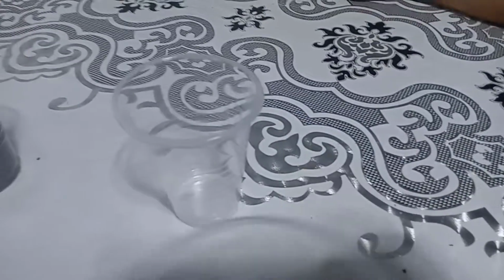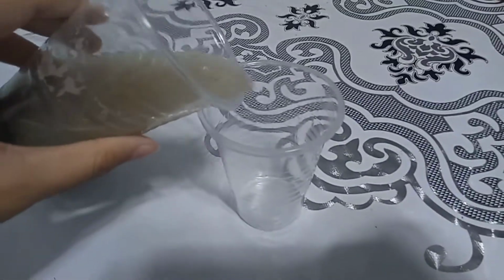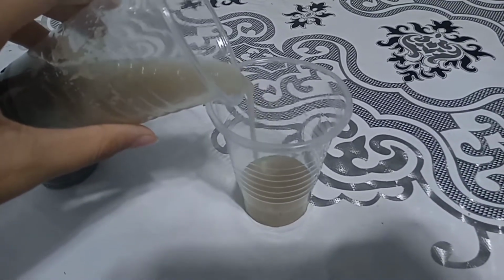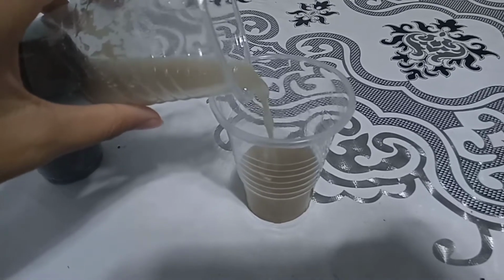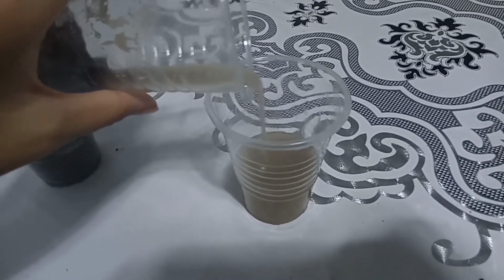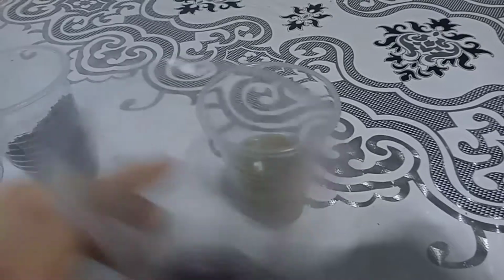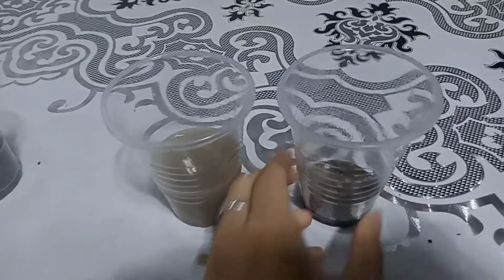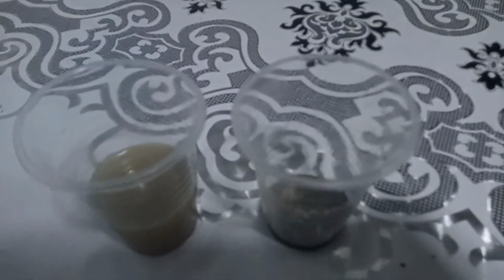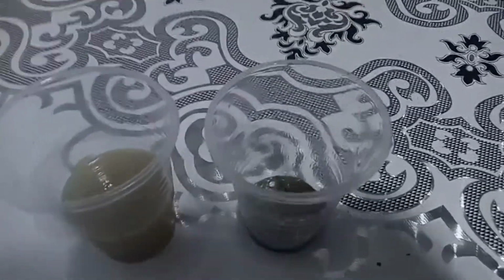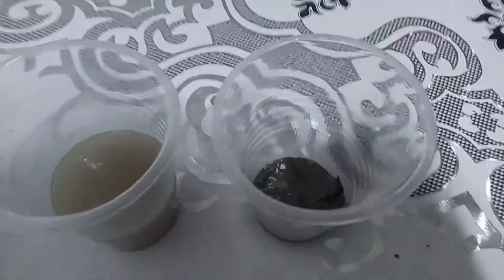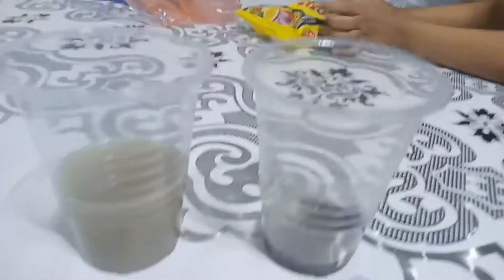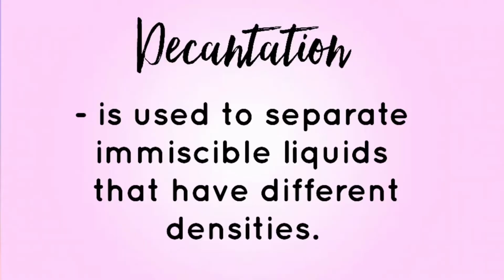Okay, let's resume the first experiment. After witnessing the sedimentation process, we can now pour the water into the extra cup. As we can see, both the water and the soil are now separated from each other, and this process is called decantation. Decantation is used to separate immiscible liquids that have different densities.